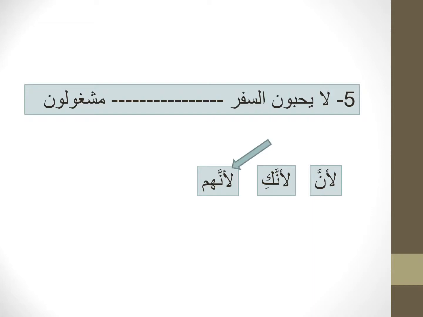لا يحبون السفر. They don't like traveling. blank مشغولون, because they are busy. Which word do you use because they are? لأن, لأنك, لأنهم. The correct answer is لأنهم, because they.